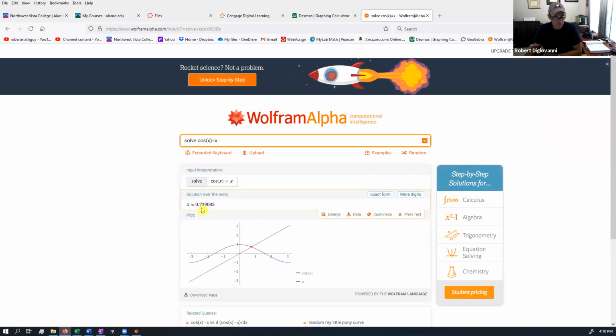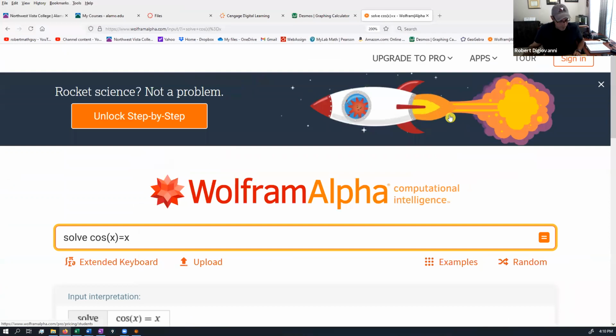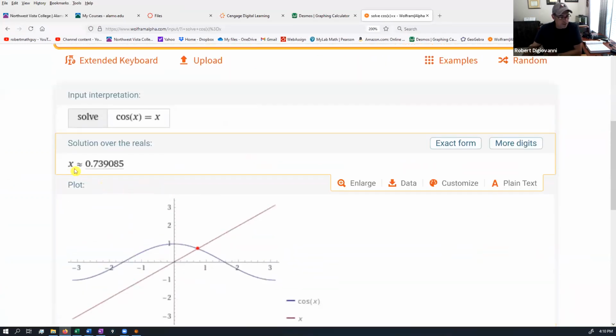0.739085. Okay, that's what happened. Or that's what it's saying. And let me make this a little bigger. Notice that it says x is approximately equal to this. That means that it stopped at some point. It rounded a little bit.